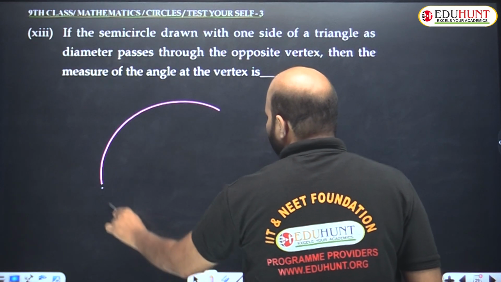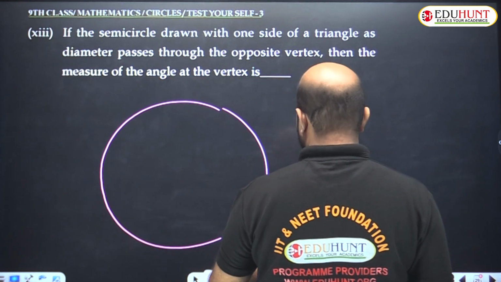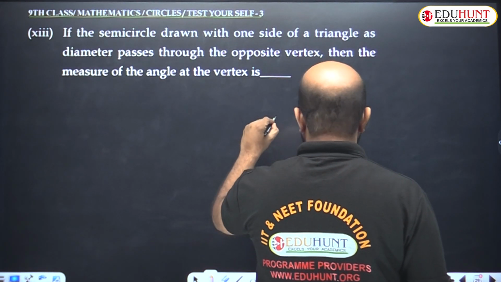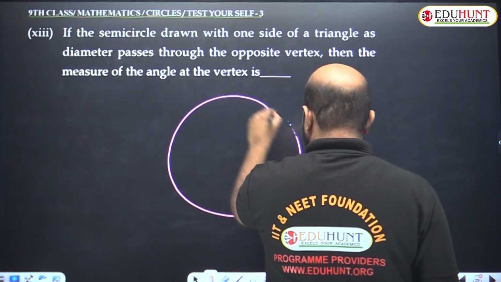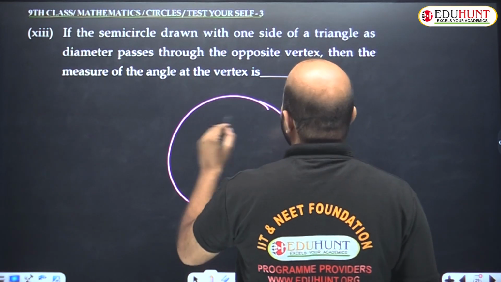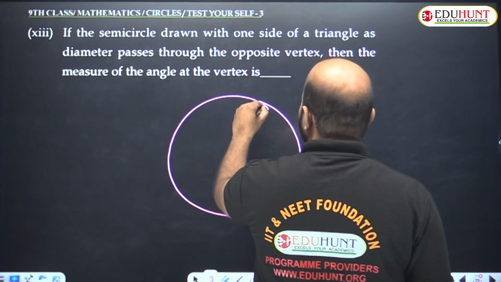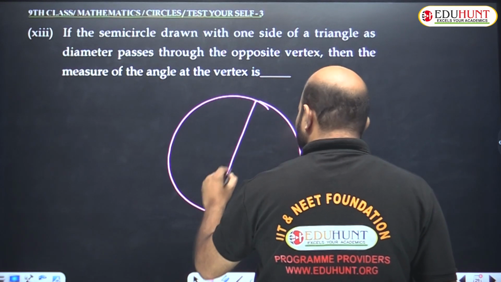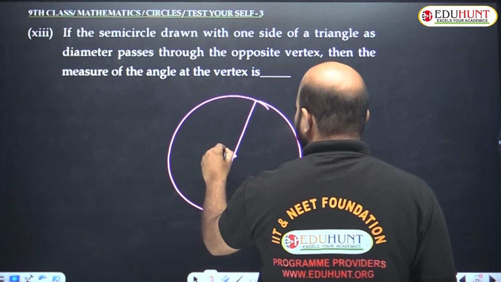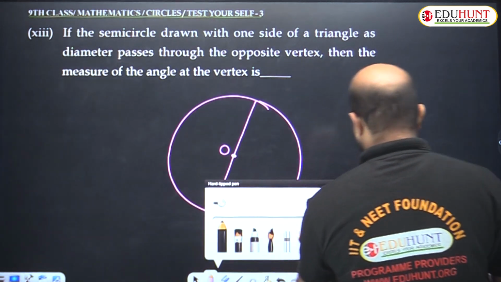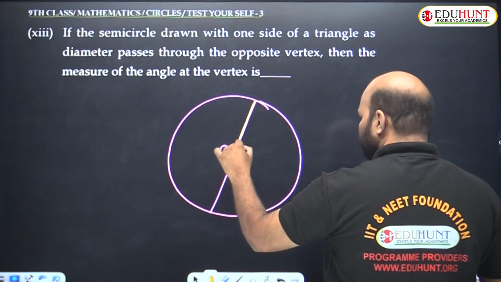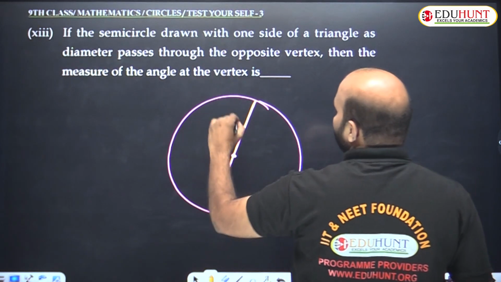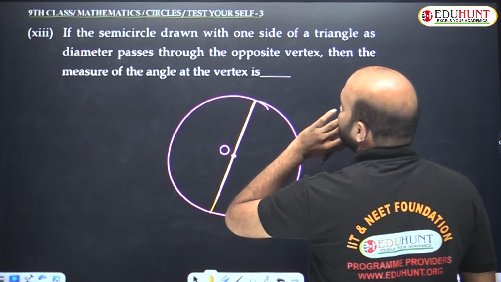So draw the circle first. This is a circle. The semicircle is nothing but half of the circle. So this is called a semicircle. Half of the circle is called a semicircle, center O. This is O. Am I clear? So this is a semicircle. Half of the part is the semicircle.